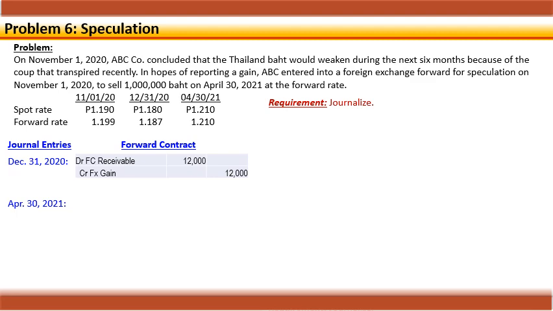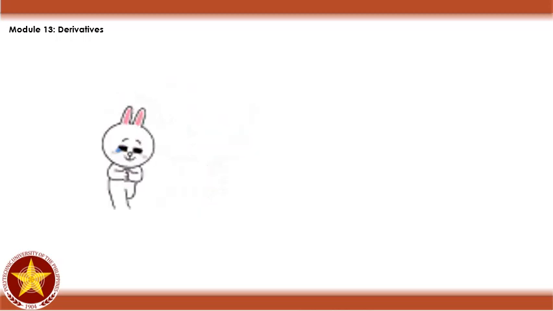Debit forward. The amount of your loss is debit forex loss 23,000, credit forward contract receivable 12,000. For yung na-recognize mo previously the forward contract receivable, credit cash 11,000.